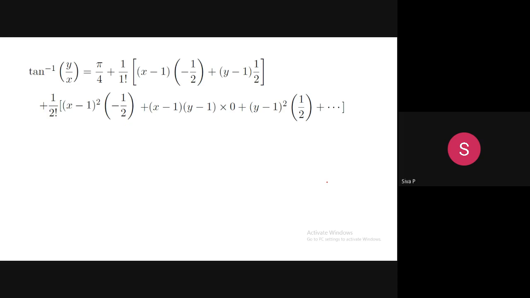tan inverse of y by x is what? Here also we have to change, na. It is plus 1 by 2. It is minus 1 by 2. Is it not? Am I correct? And then here also 2 should come. 2 into x minus 1, y minus 1 into g.